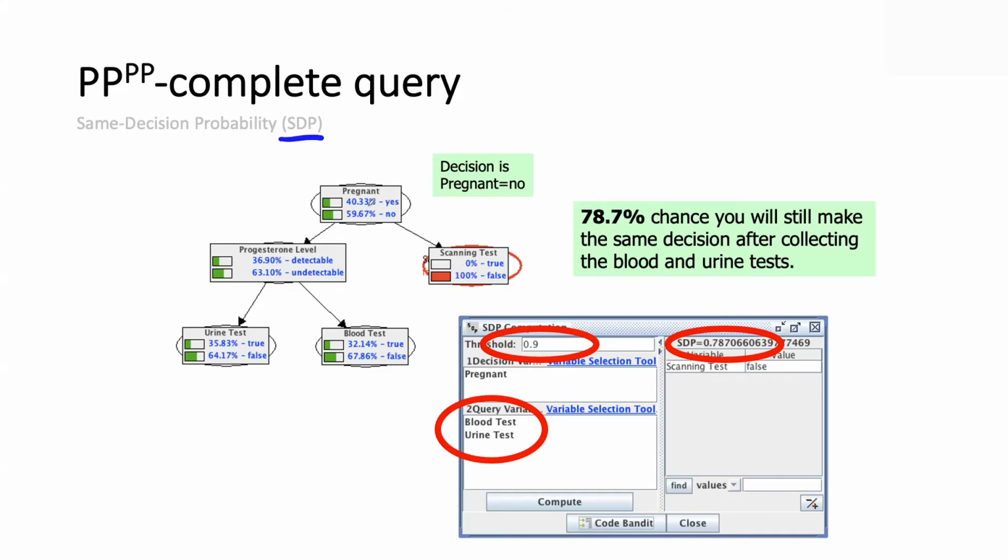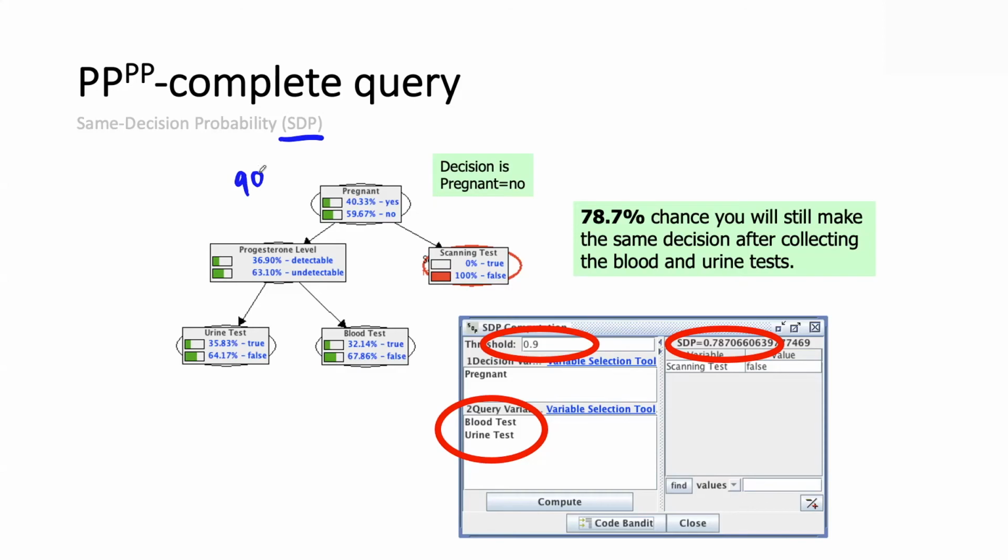And then you go and compute the probability of pregnancy, and then you usually have a threshold. In this case, we're using a threshold of 90%. And then you say, is the probability of pregnancy greater than or equal to that threshold? If it is, then you declare the person as pregnant. Otherwise, you say, no, they're not pregnant.